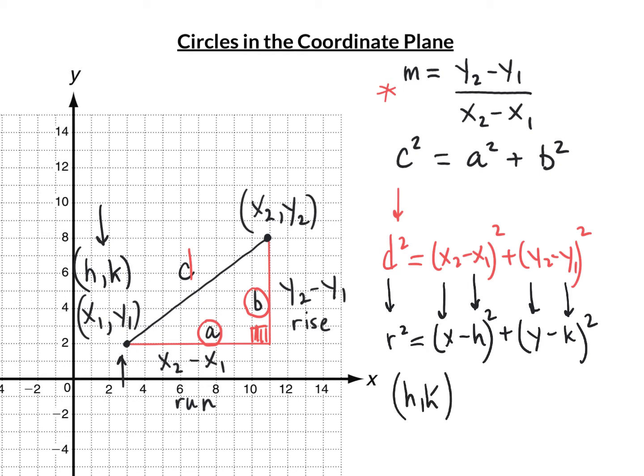H, k is the center. It's a stationary point that does not change. X and y are your variables. They continually change as you go around the circle. Notice in the formula that it is r squared, the radius squared. That's what you have to have. X minus h quantity squared plus y minus k quantity squared equals r squared.